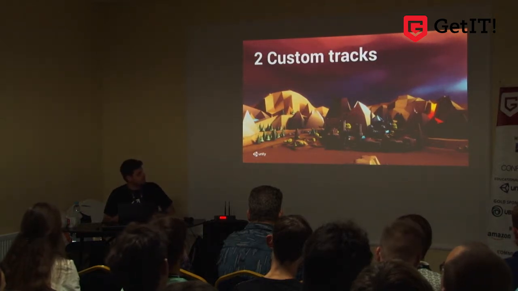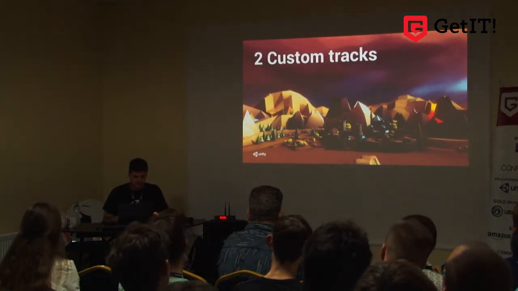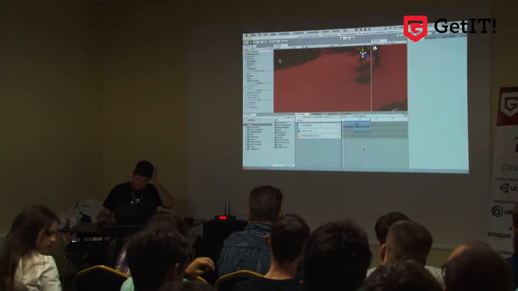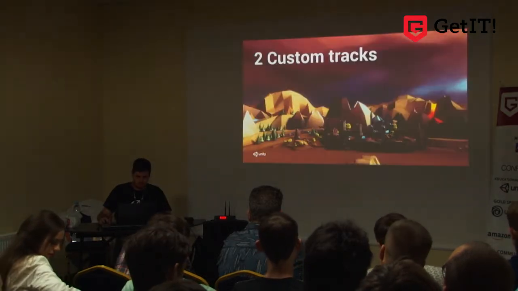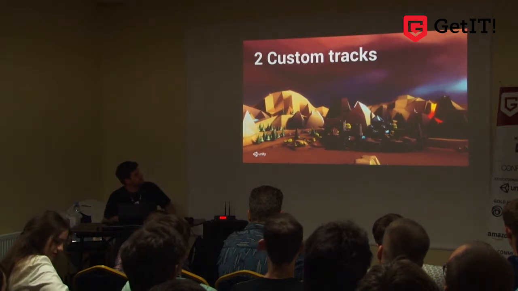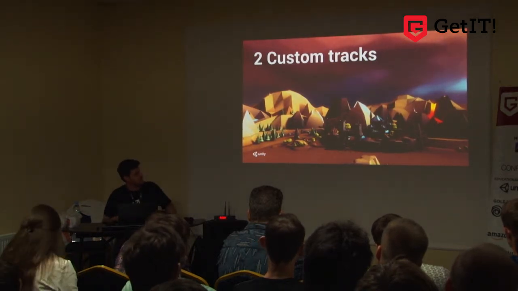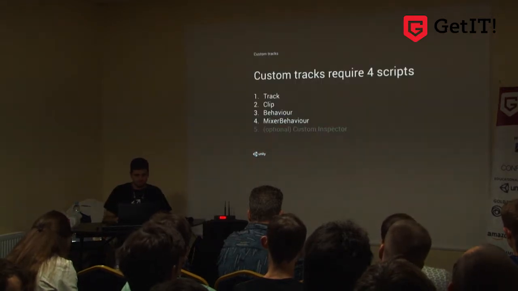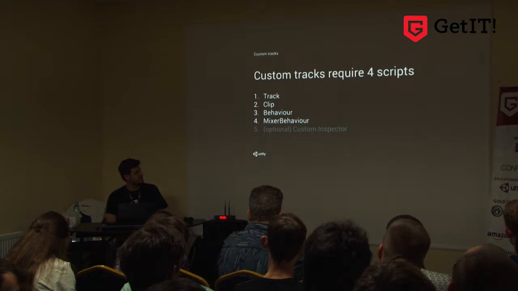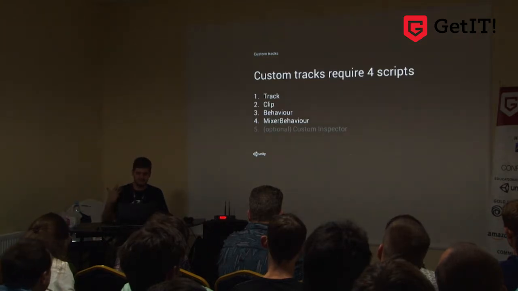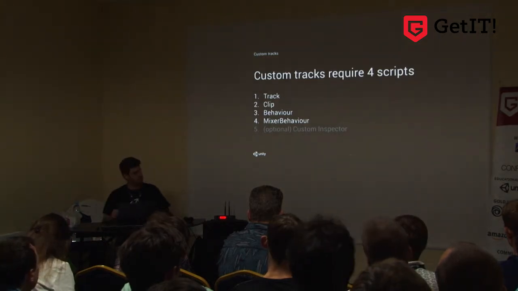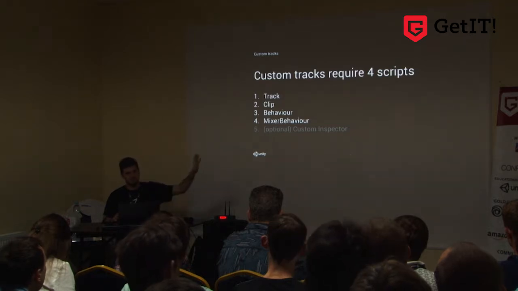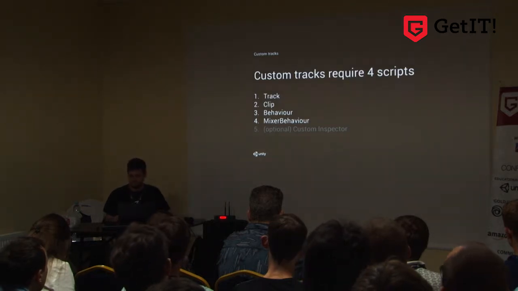Let me talk about the custom tracks first. As I said, we have this bunch of default ones, and then we can create custom ones. Usually custom tracks require 4 different scripts: the track script, the clip script, the behavior script, and a mixer behavior script. And then optionally, you can also have a custom inspector if you want to customize how the clips appear in the inspector.